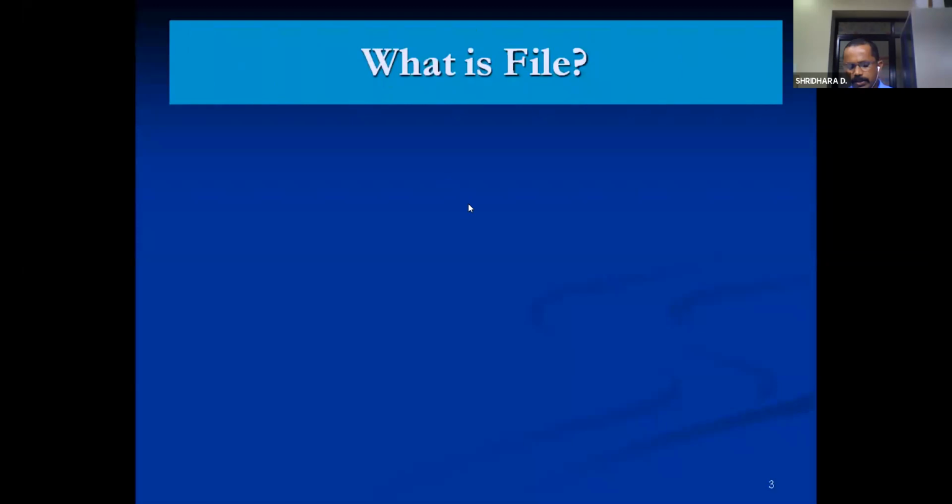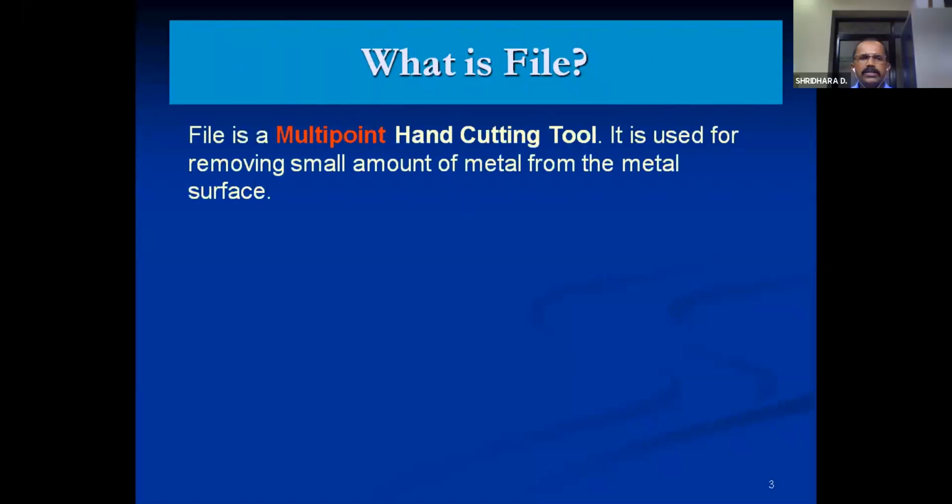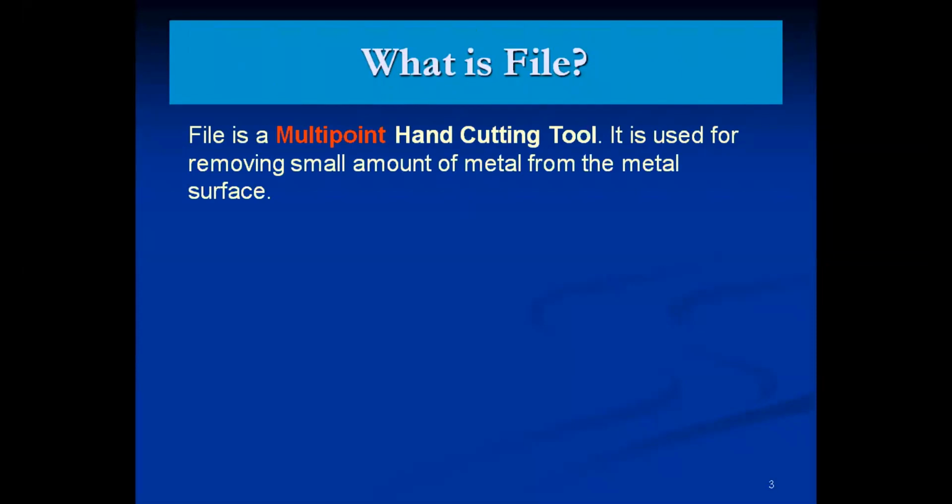First, what is the definition of a file? A file is a multi-point hand cutting tool. It is used for removing a small amount of metal from the metal surface. File is a multi-point tool, with more than one tooth. It has a number of teeth, so that's why it is called a multi-point hand cutting tool.